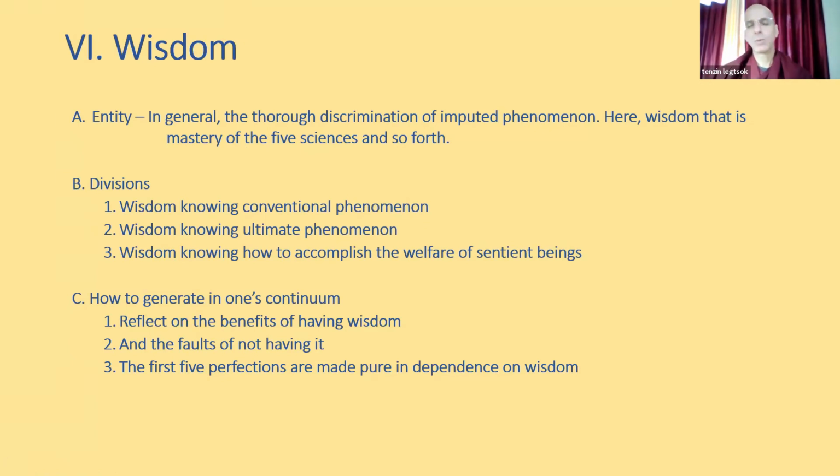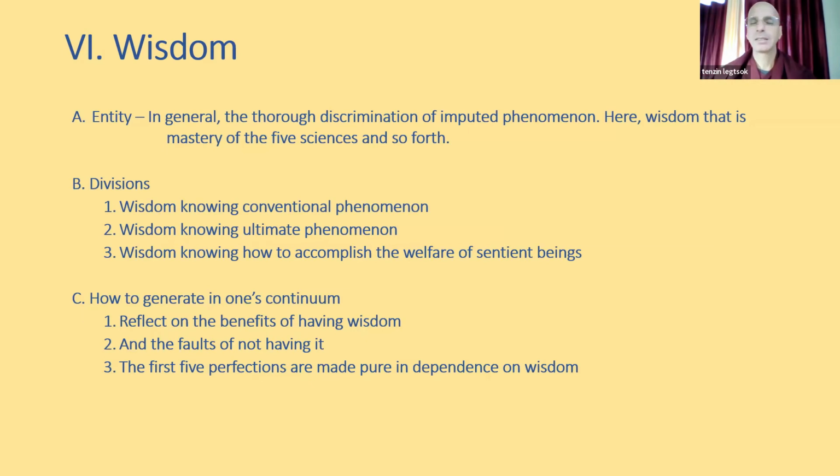Of course, the main one is the wisdom realizing emptiness, which is a direct antidote to the root of samsara, and purifies all the obscurations to omniscience as well. But bodhisattvas also, in order to accomplish the welfare of all sentient beings, need to know about the 5 sciences, the 5 major sciences, the 5 minor sciences.